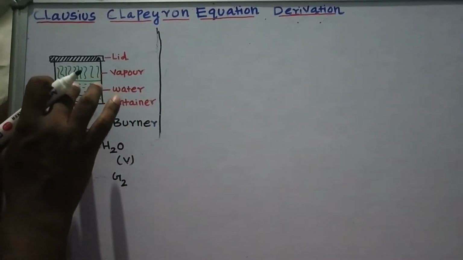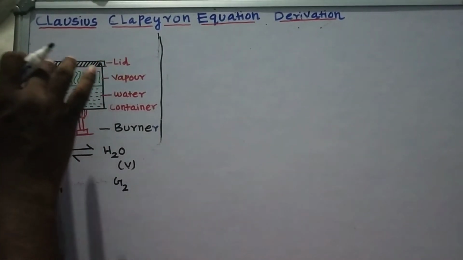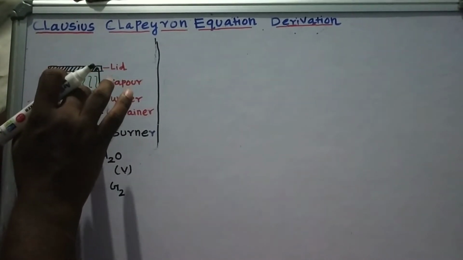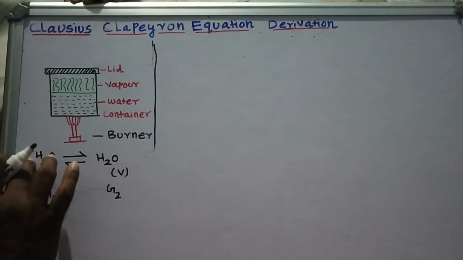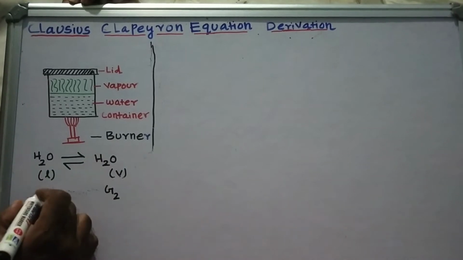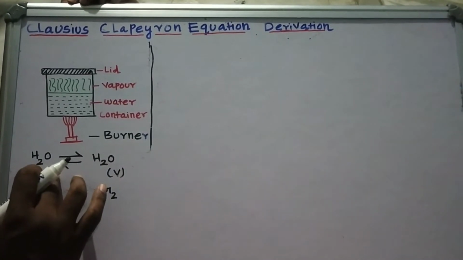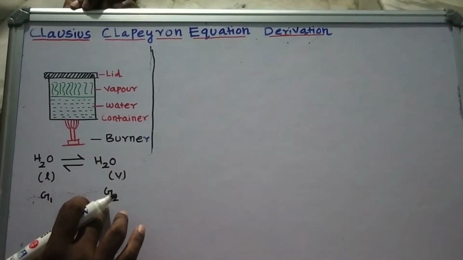Therefore, some water is converted into its vapor. The vapor goes to the top, but the top is closed, therefore it returns to the water as liquid. Therefore, there is an equilibrium between the water in the liquid state and the water in the vapor state. This is the initial stage and this is the final stage. For this, the free energy is equal to G1. For this, the free energy is equal to G2.